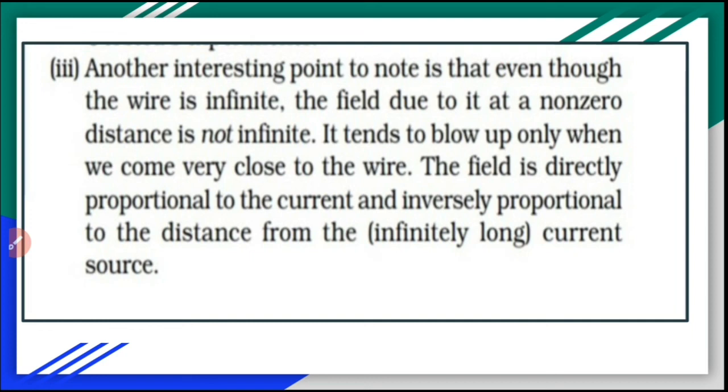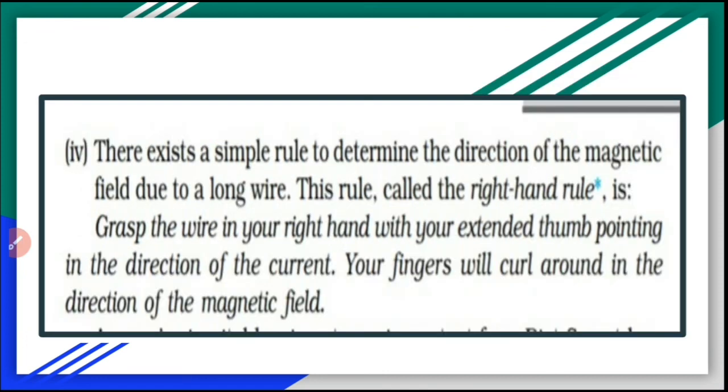Another point we need to consider is that even though the wire is infinite, the field due to this wire or the current at a finite distance is not infinite. We are getting a finite value. Even if the wire is infinite, the field due to that wire at any particular point is finite. And as I said, the field is directly proportional to current and inversely proportional to the distance.